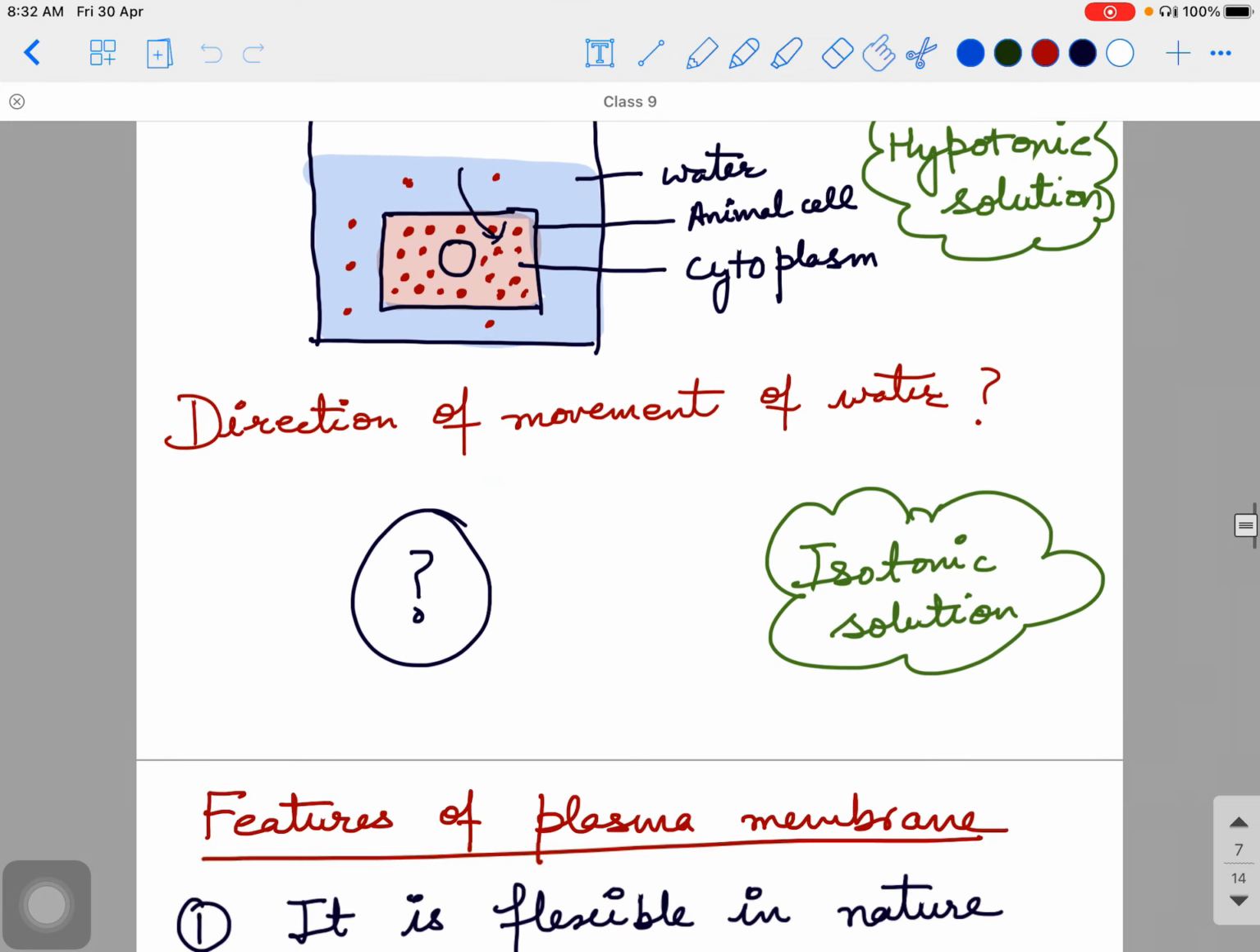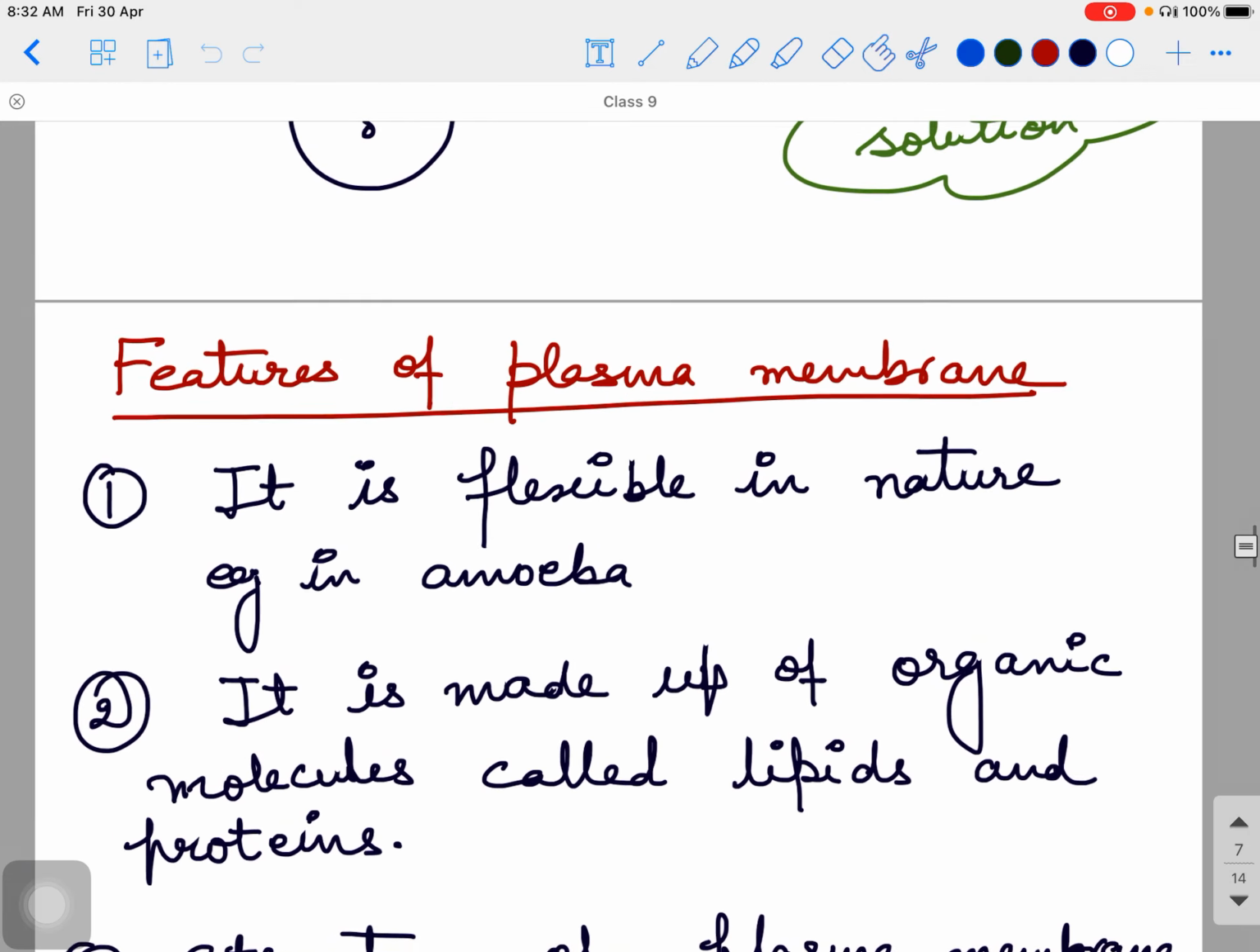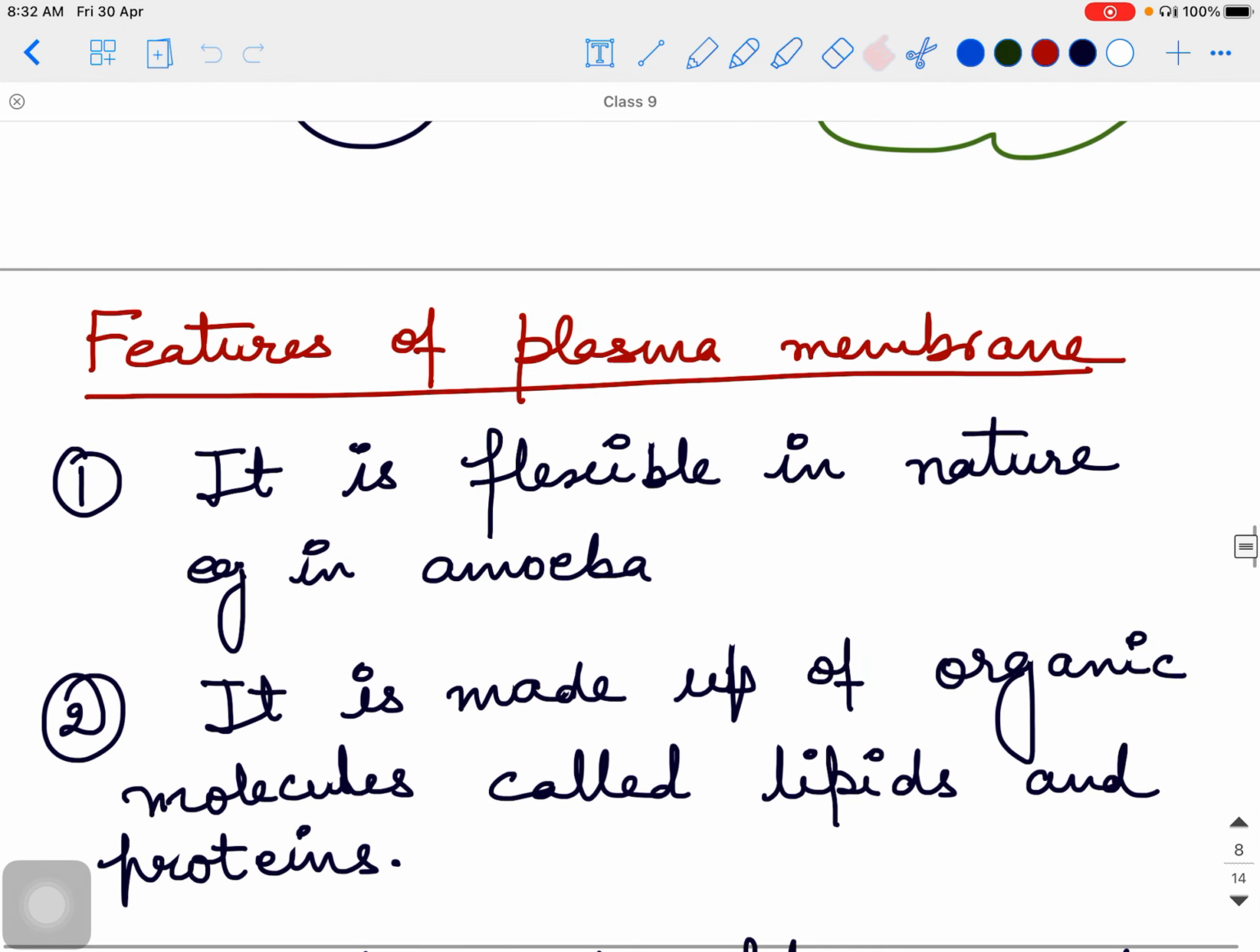So this is related to plasma membrane. Now a few features of plasma membrane. Here you can see that the first feature is that the plasma membrane is flexible in nature. If you want to understand the flexibility of plasma membrane, you can look at the structure of amoeba. Amoeba can change its shape, pseudopodia, because it is made up of plasma membrane.